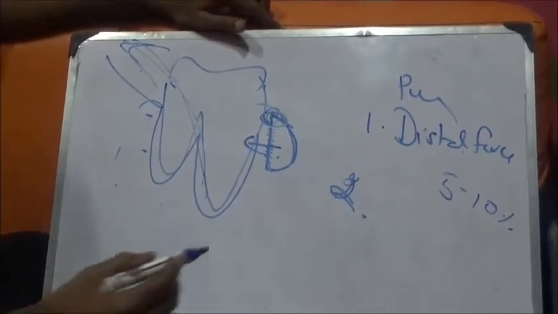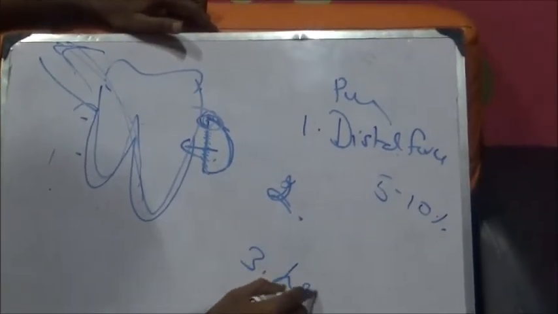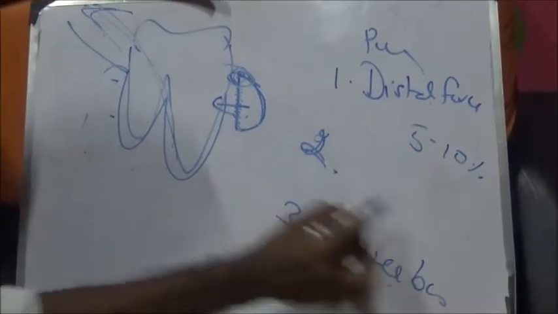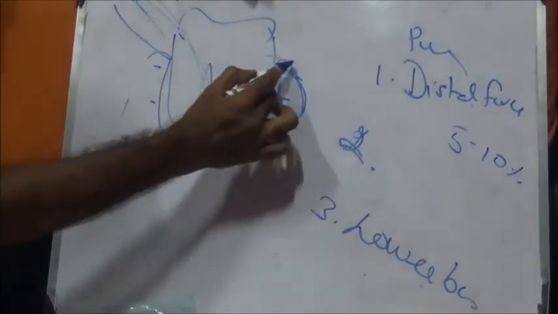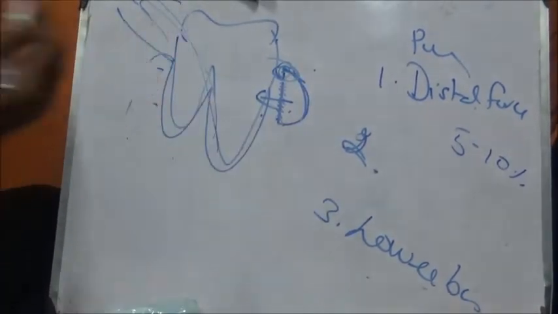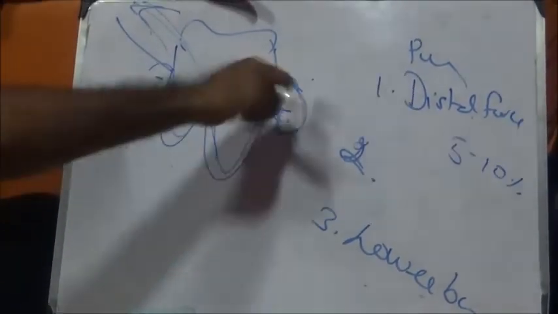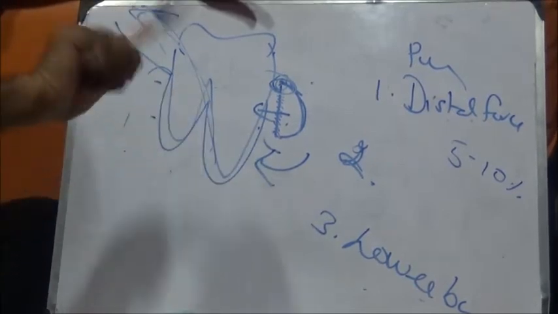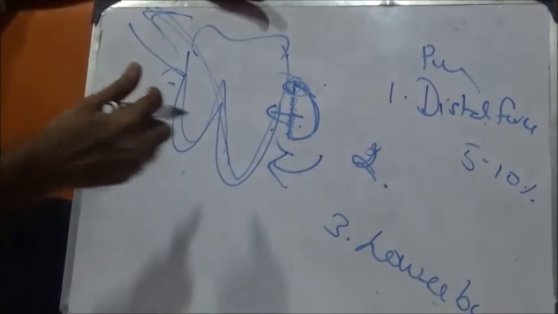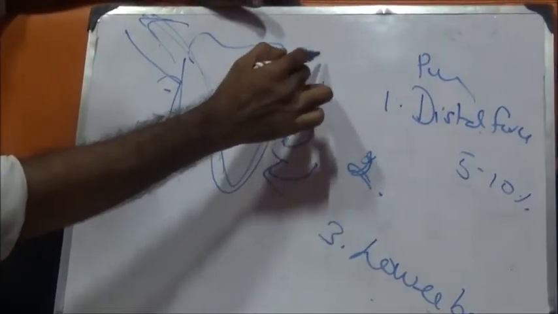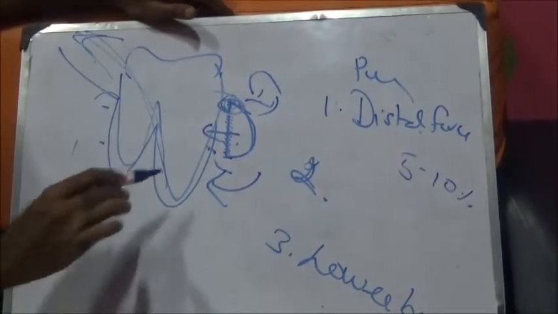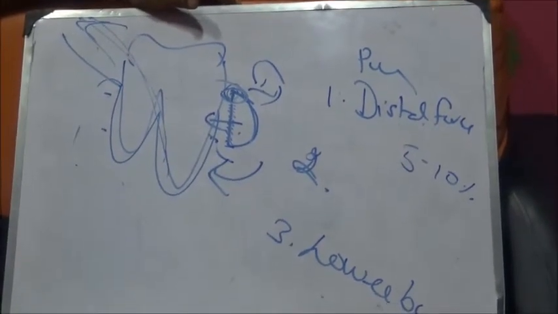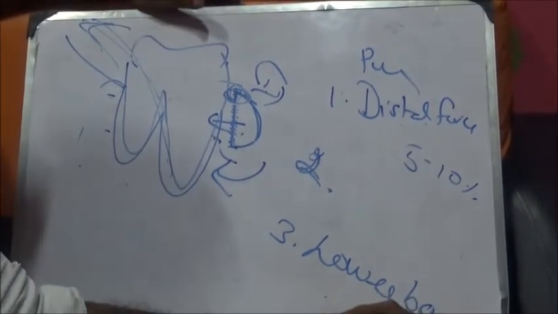But the mistake we make is using the lower border, just rotating it. If you rotate the elevator like a screwdriver, this surface will go towards the 7, and this surface will touch the 8, right? This is also not very favorable. That is using the lower border.